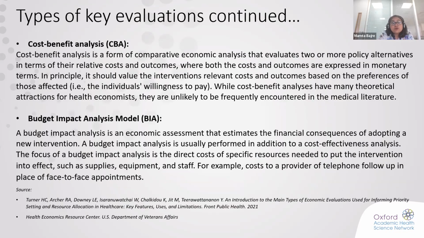The third one is cost benefit analysis, which is what we do to gain the cost benefit of an intervention, or mainly what the Oxford Academic Health Science Network works around. So the cost benefit analysis is a form of comparative economic analysis that evaluates 2 or more policy alternatives in terms of the relative cost and outcomes, where both the cost and outcomes are expressed in monetary terms.